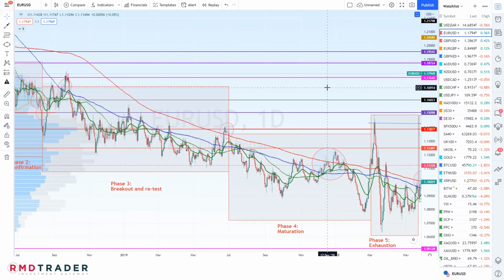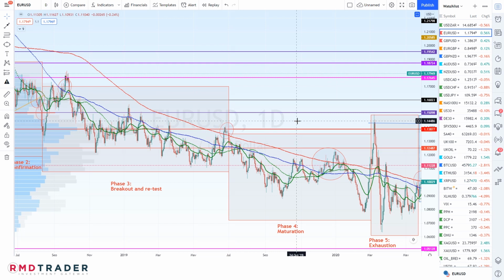Now, not all markets reach maturation phase. Some markets, or some trends, are cut down in the prime of their life, and it can happen that it reverses straight into a new trend from the breakout and retest phase, and that's why it's so important to look out for that phase 2, which is the trend confirmation phase.